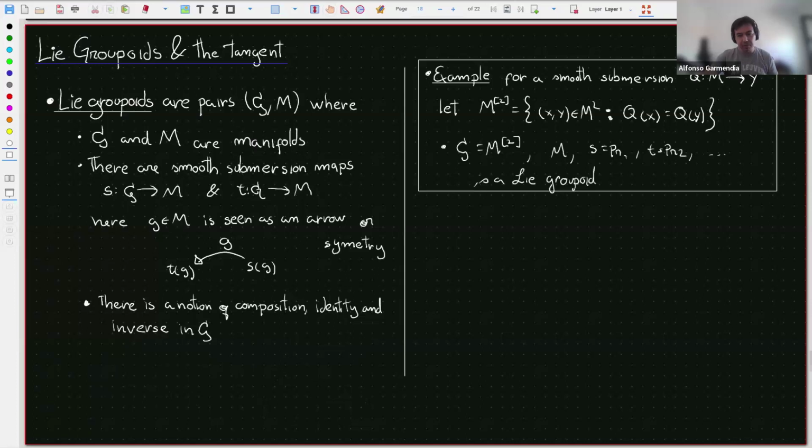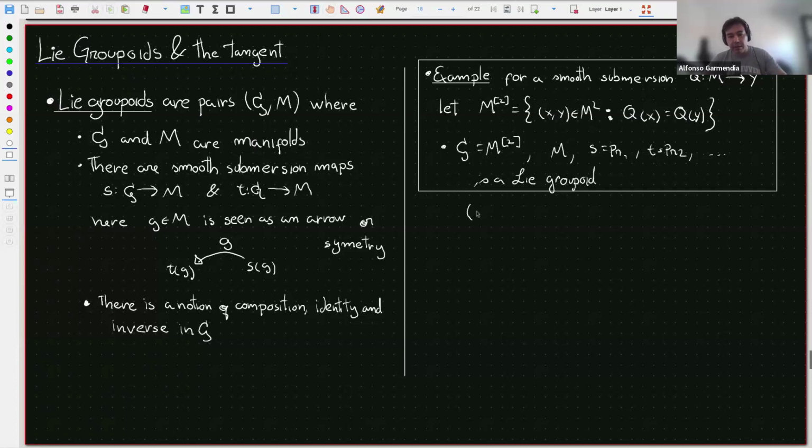So I'm going to continue with an example that maybe helps a little bit. If I have a manifold M and a smooth submersion that I call Q from M to Y, I can have as the arrows the pairs of elements in M, such that the first map Q of X is equal to Q of Y. The source will be the projection onto the first component, the target the second component.